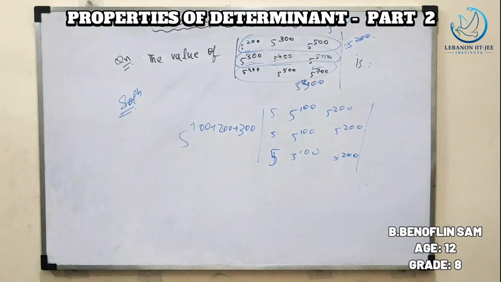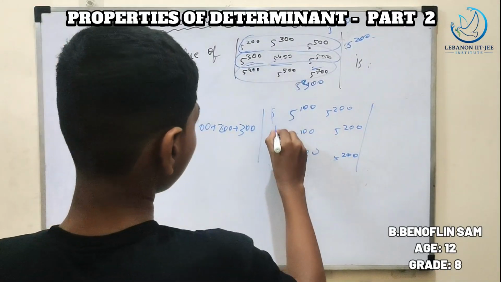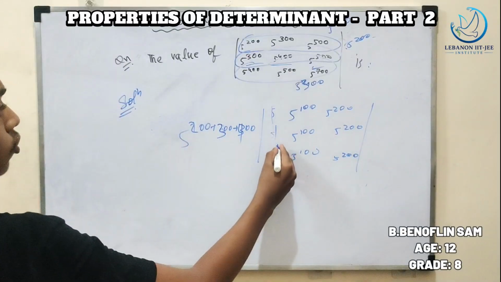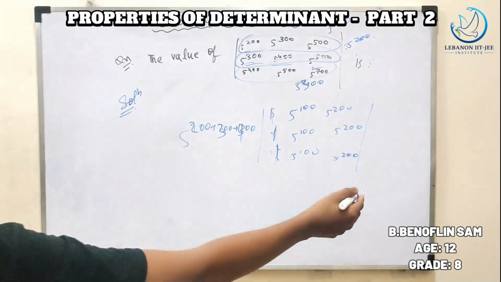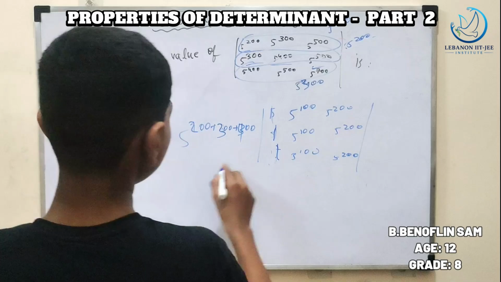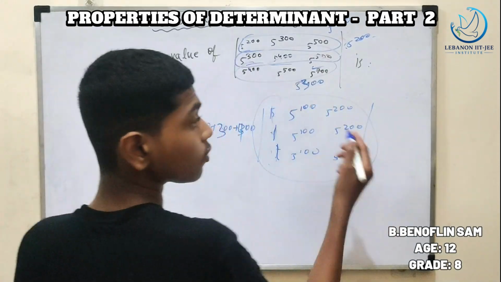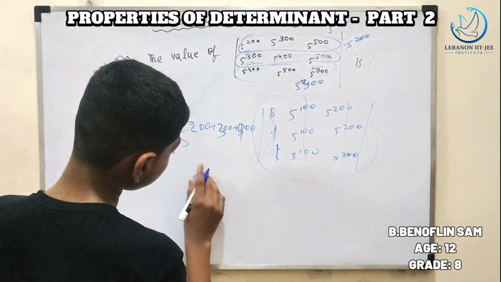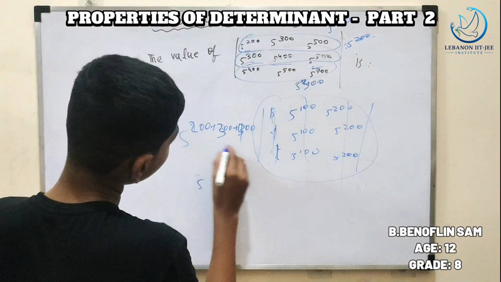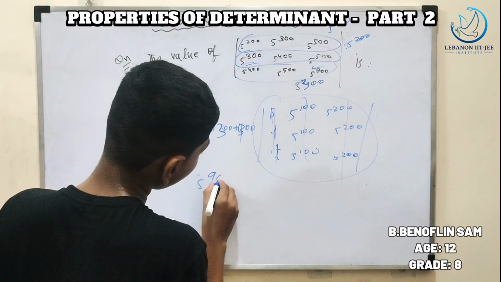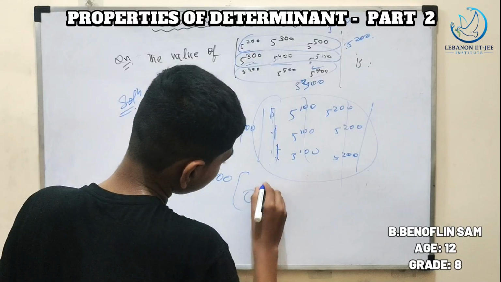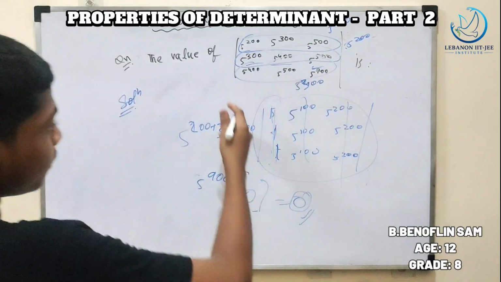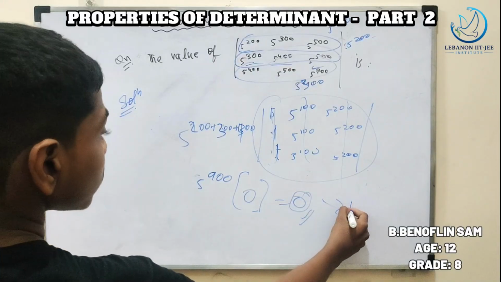All right. But in any case, one will come. I'm taking this one as very common. So we are taking this, right? Then its property, I already told one property, if two rows are the same, then the determinant is 0. So 5 to the power 900 into 0 is equal to 0. That's how the correct answer was found. Okay, answer.